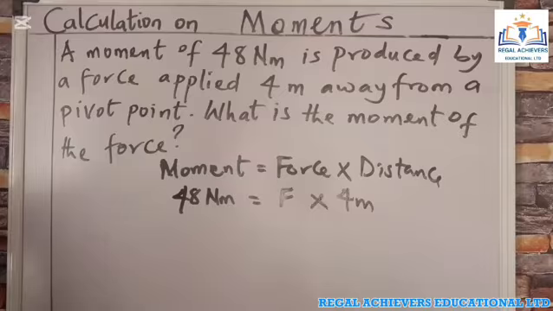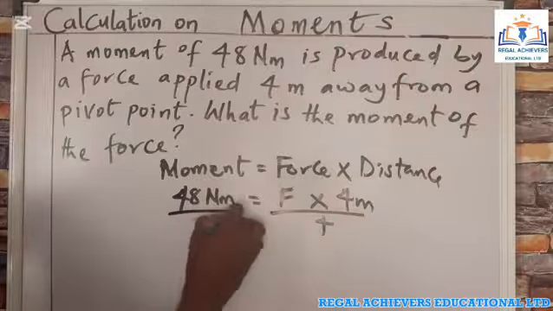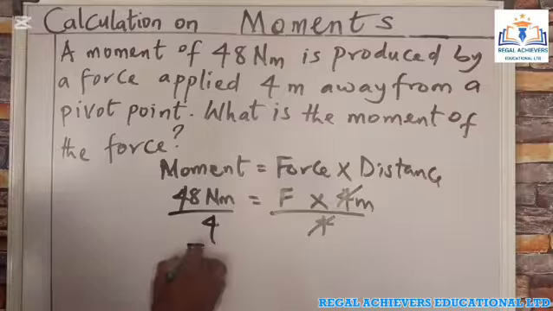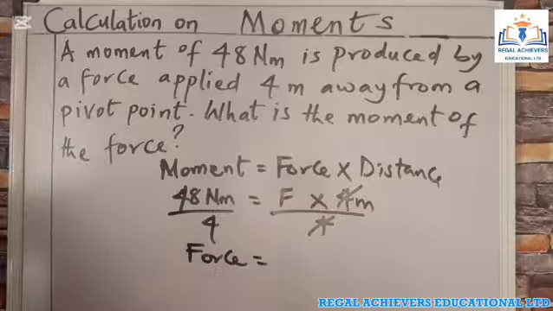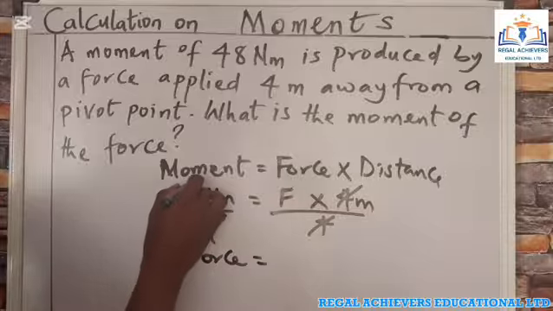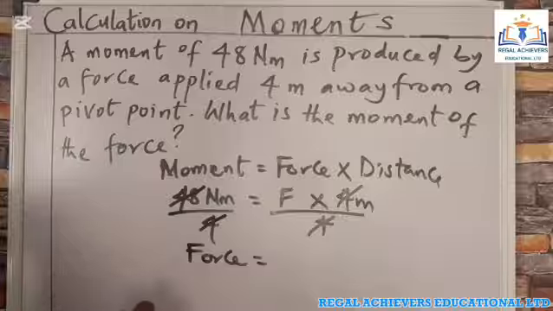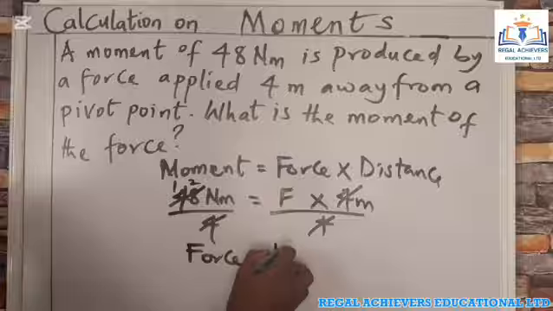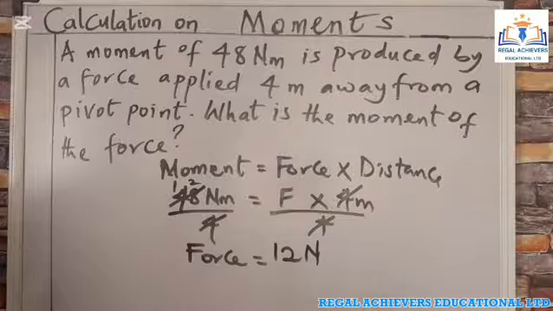You divide both sides by 4. That will be divided by 4, divided by 4. 4 cancels 4 here, so that your force is equal to what? 4 here, 1. 4 in 48, that will be what? That will be 12 Newton. That is the answer.